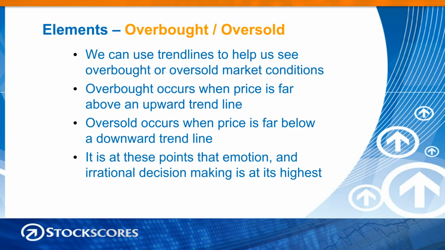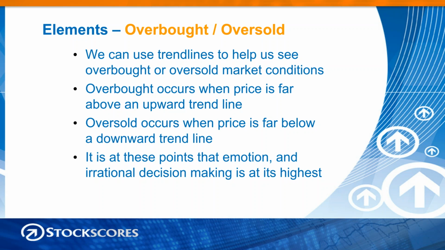All right, next concept, overbought, oversold. So what does that mean and how does it relate to trend lines? Well, we can use our trend lines to help us see whether a market is overbought or oversold. Overbought means it has gone up too fast, too quickly. Oversold means it has gone down too much, too quickly. And very simply, overbought simply means that we've run away, up and away from the upward trend line. Oversold means we have run down and away from the downward trend line.